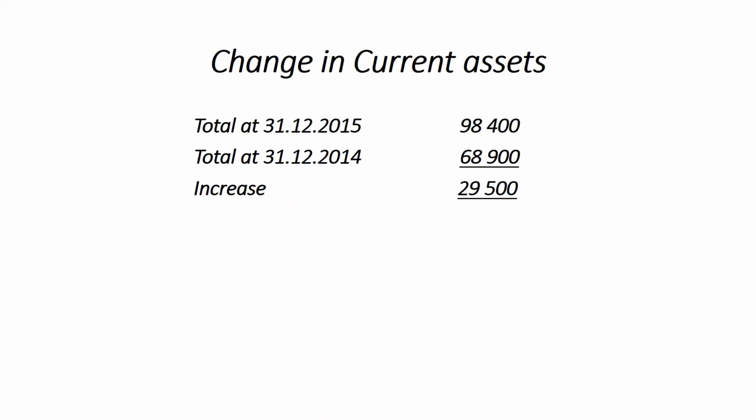So let's take a look at the other working. In the current assets, the total on the first balance sheet is 98,400, and then from the previous year's balance sheet, 2014, 68,900. So we get an increase of 29,500. Okay, this would go into our cash flow statement.